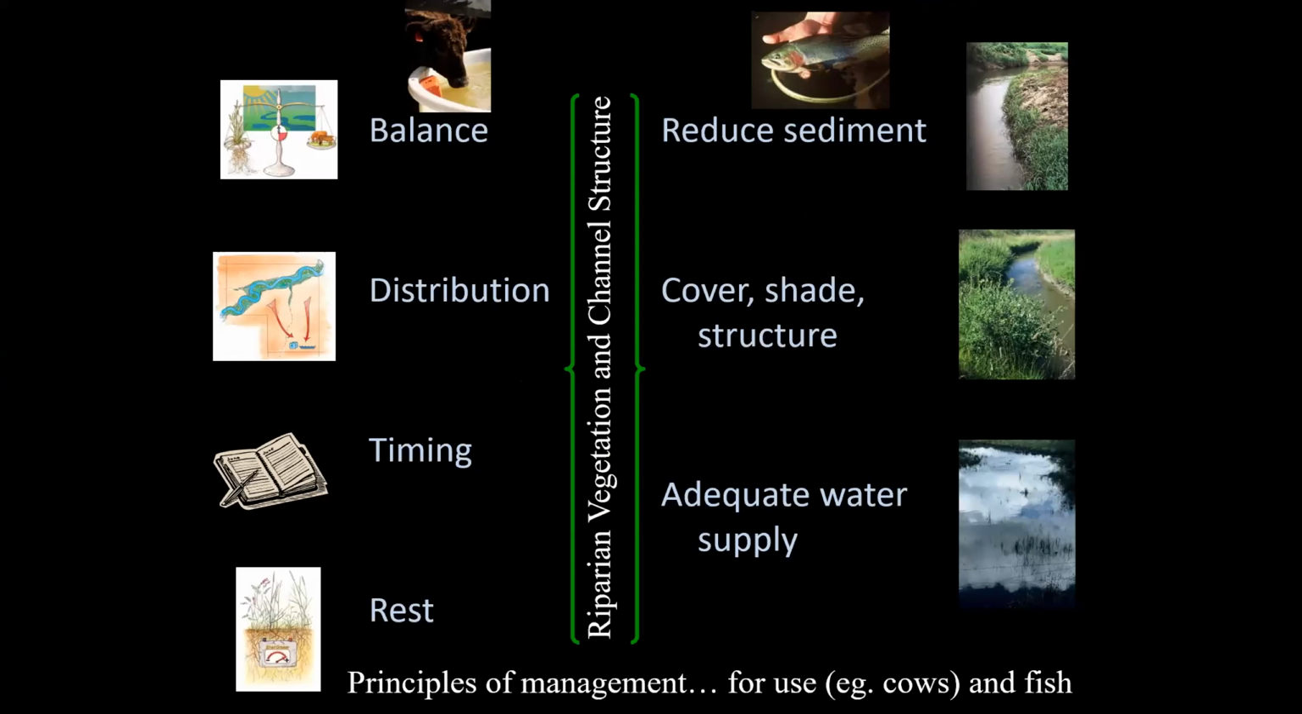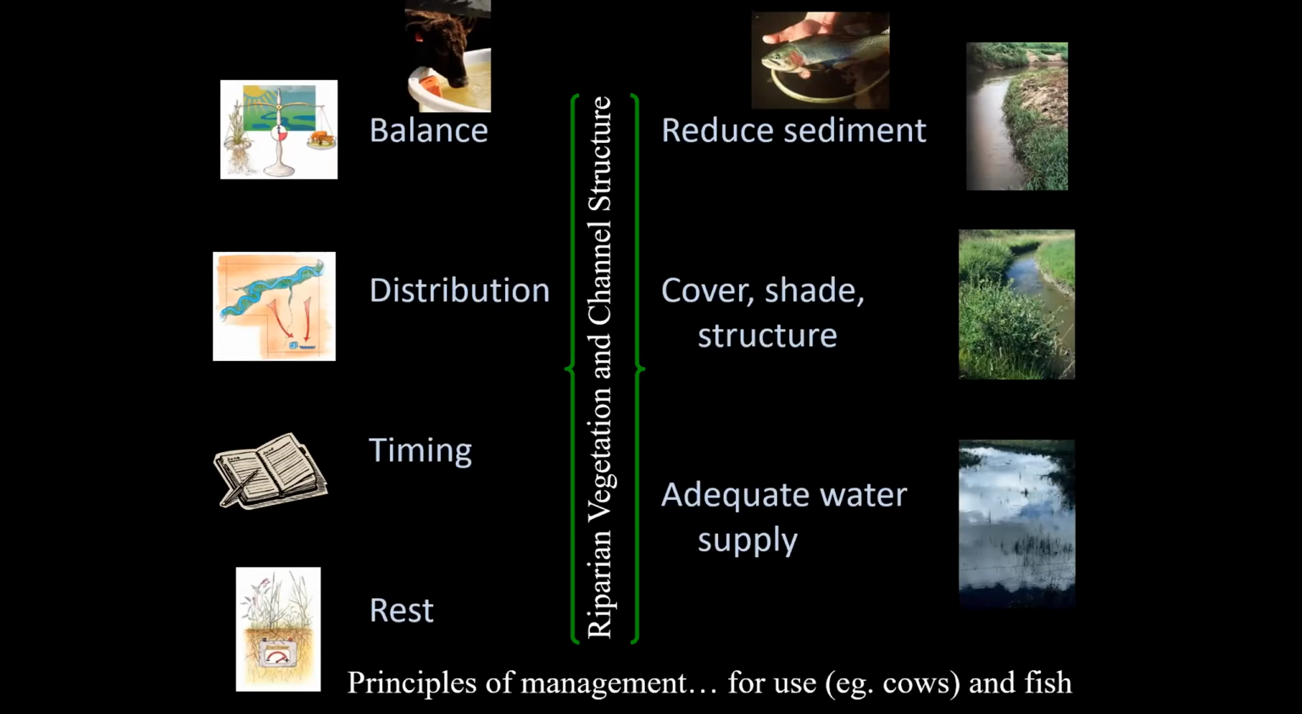So when we talk about grazing management, we're typically talking about 4 key principles that are helpful to manage grazing: balance, distribution, timing, and rest. And I'll talk a little bit more about those. But the really great thing is that managing those 4 grazing principles is completely relevant to fish.